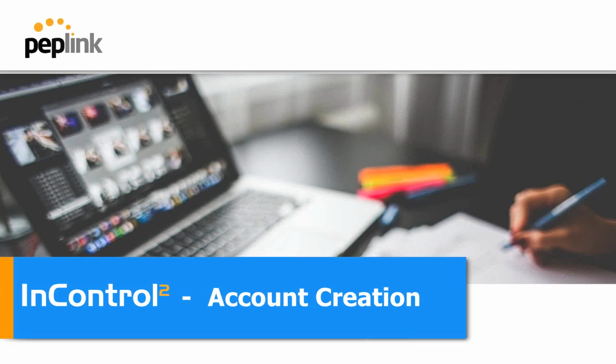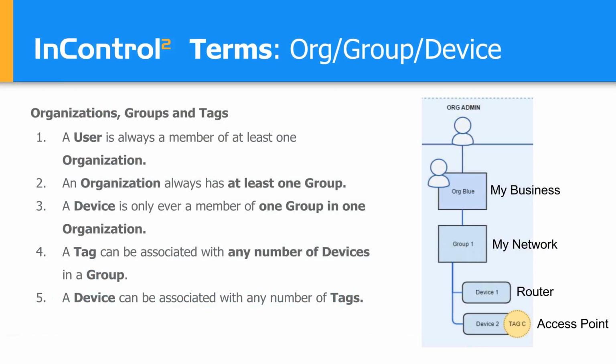Let's walk you through how you get yourself up and running first off. Before we go that far, just a few terms here to make things a bit easier to understand for everybody: organizations, groups, and tags. So first off, a user, the person hitting the account, is always a member of at least one organization. The organization always has at least one group of devices. And a device, the individual Peplink unit, is only ever a member of one group in one organization.